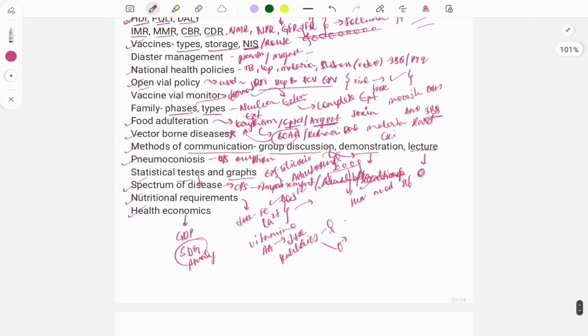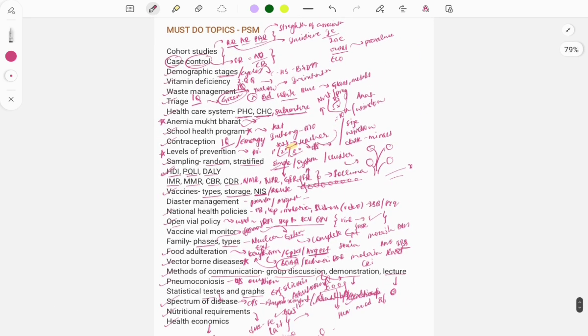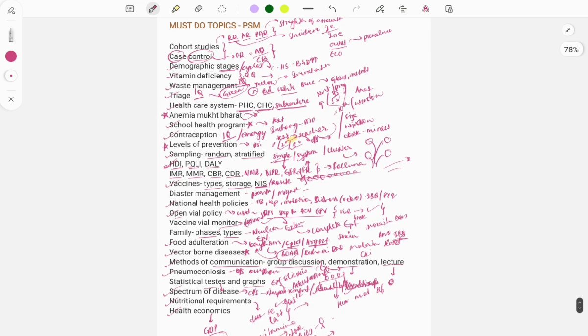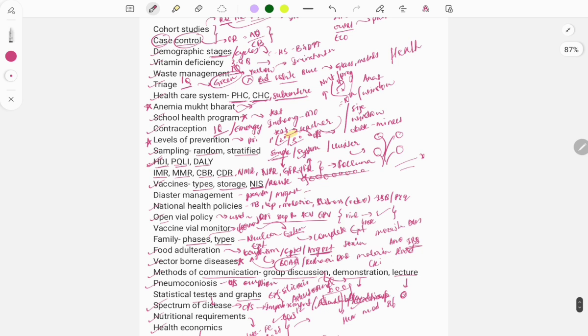So this was a brief overview of the things which you must do from the PSM. So PSM also is a vast subject and a scoring subject, so you cannot miss the points from the PSM. And also there's a lot of things other than this present in the PSM, like for example the health planning committees. These all also come under the healthcare system, so you can study these under them.